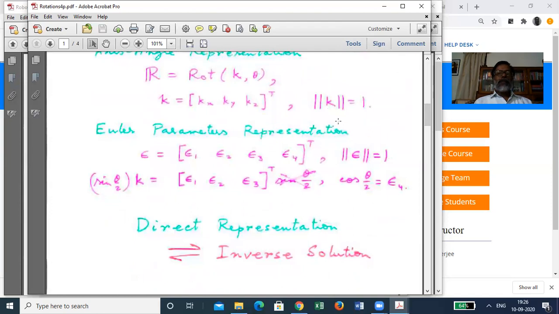And related to this, there is also another representation called Euler parameter representation, in which there are four parameters. In fact, here also there are four parameters: kx, ky, kz, and theta, with a relationship among kx, ky, kz.